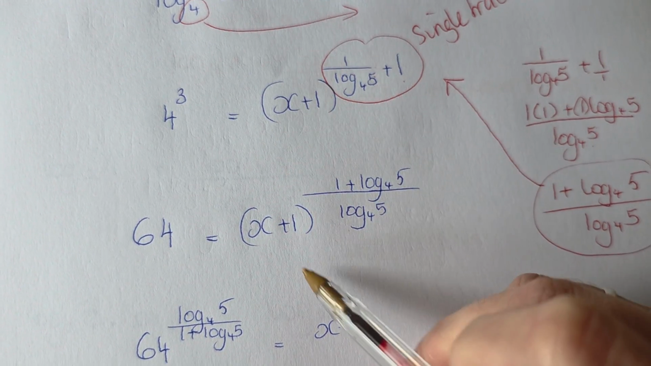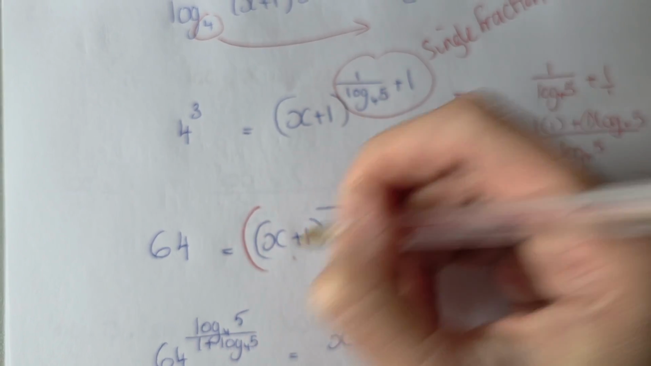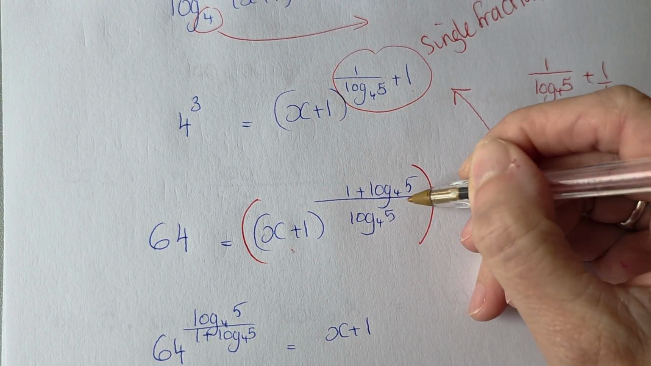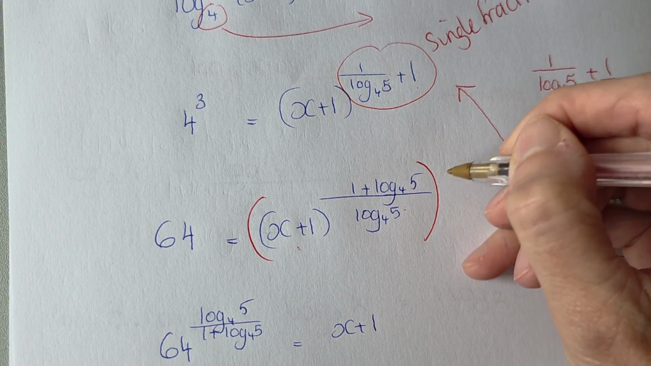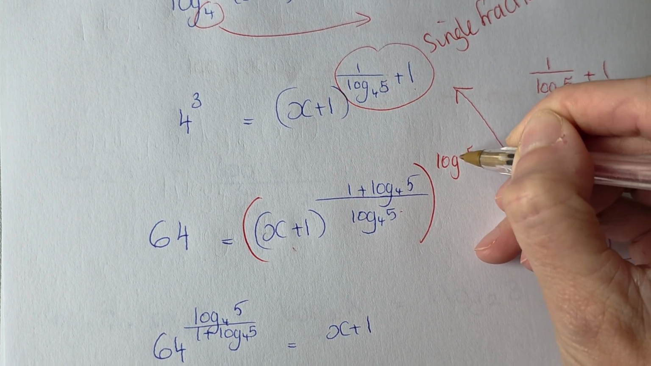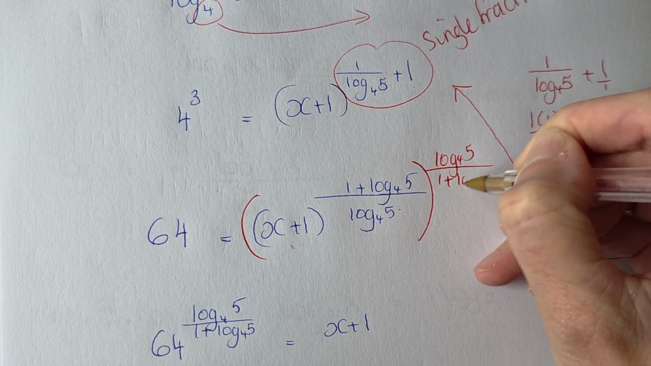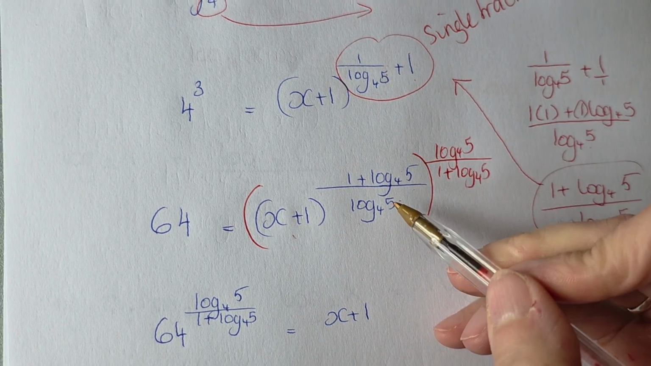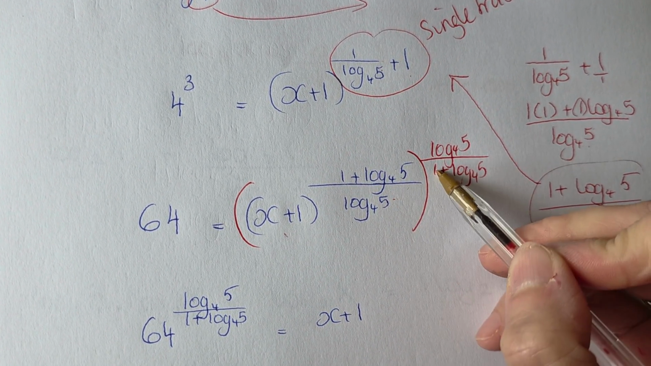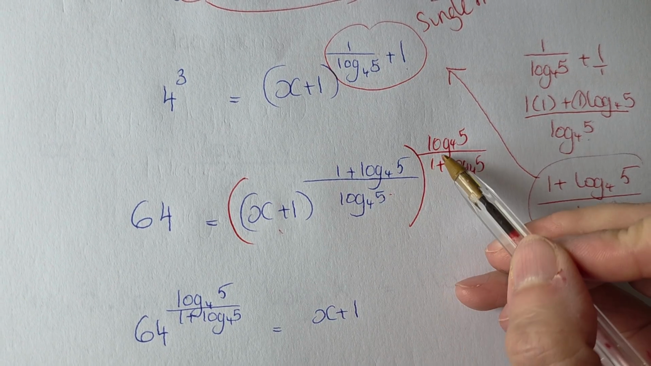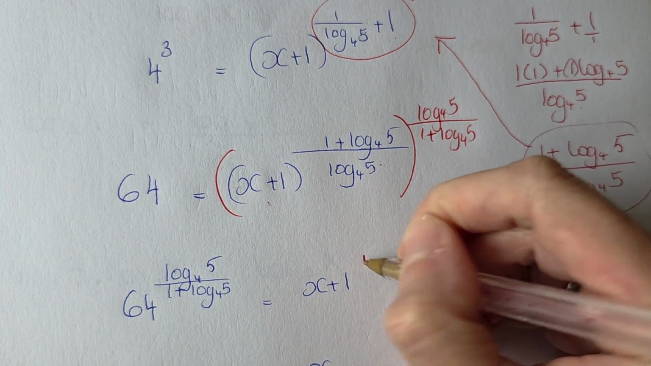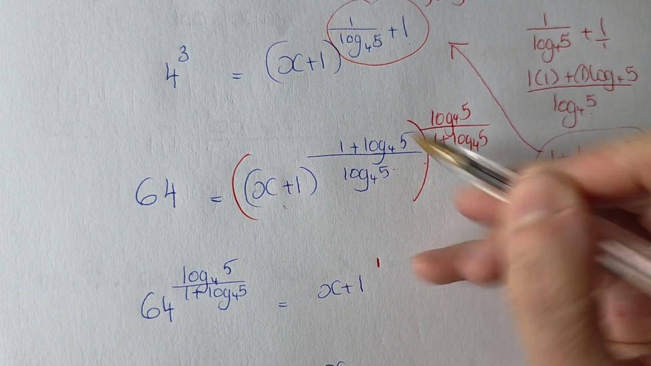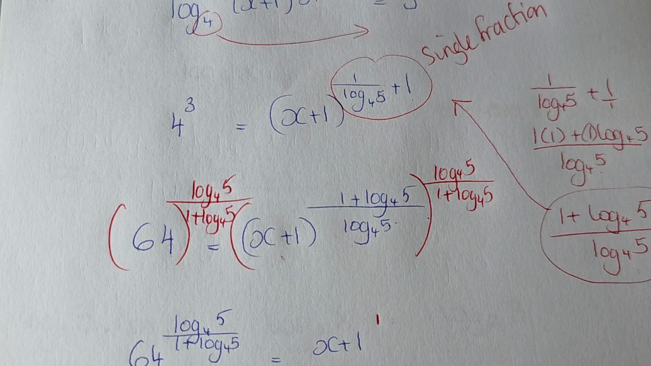So now I want to get the bracket on its own. What I do now is I put this side to the power of the reciprocal of that fraction. Flip that fraction upside down and it would be log 5 base 4 all over 1 plus log 5 base 4. That is the reciprocal of that fraction, because then a power to a power means you'd multiply them. If you multiply a fraction by its reciprocal, you will always get back a 1. If I do it to this side, I have to do it to that side as well.